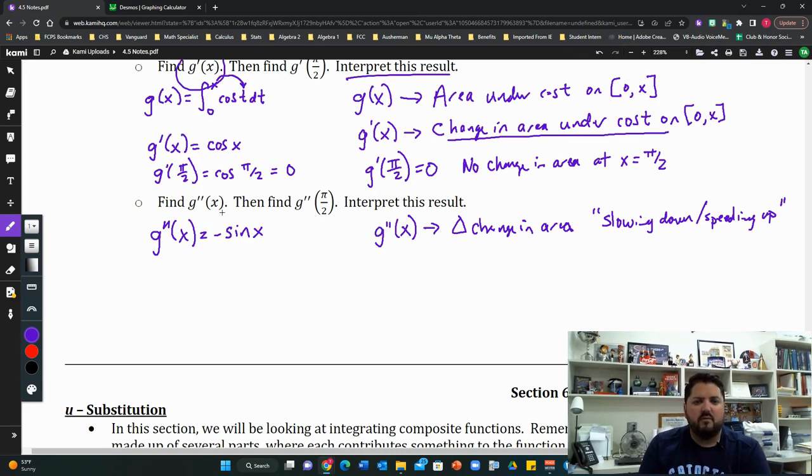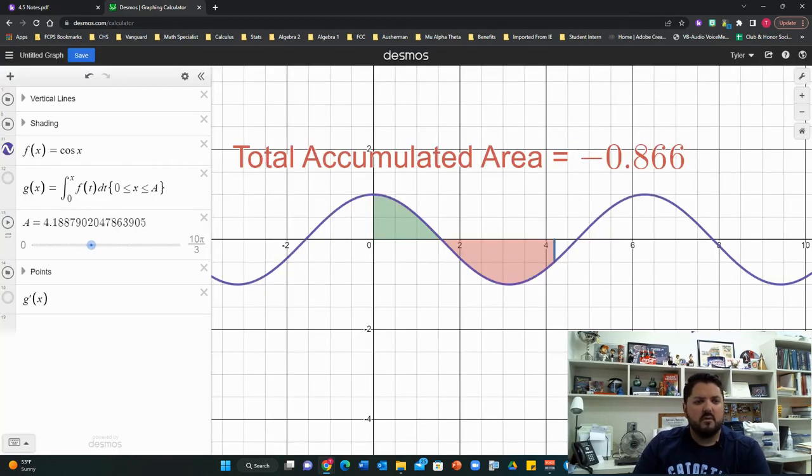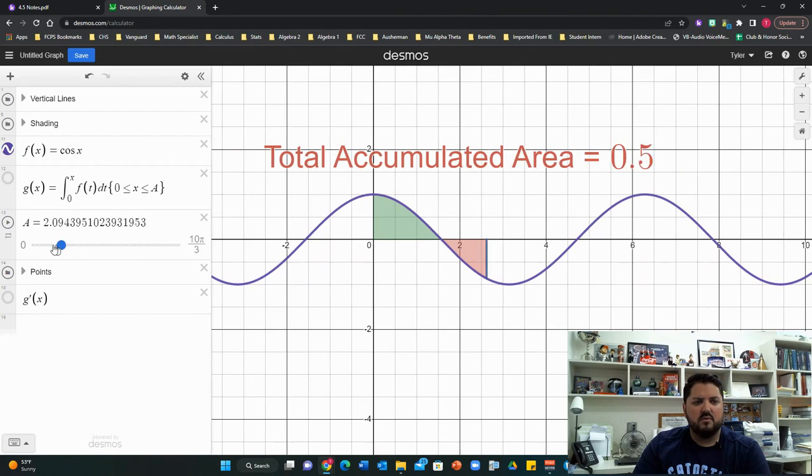So in this case, for g double prime at pi over 2, if I were to plug in pi over 2 to this guy, we would get negative 1 times sine of pi over 2, which is 1, or negative 1. So if you think back to our PVA problems, at pi over 2, we have negative acceleration. So in this case, again, if we go back to our graph, let me move this guy back over to pi over 2.